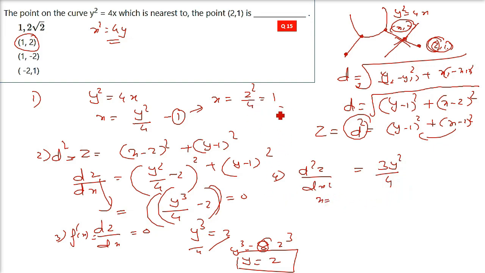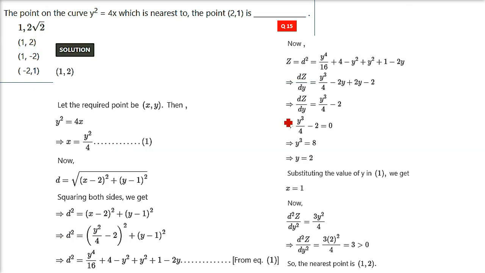Put this y value. In this y is 2, of course. We have got this. 3 into y square is 4 by 4. So you get 3. 3 is greater than 0. It is positive. So you are going to get the smallest or the nearest distance. So we have computed the nearest distance just now. So whatever being discussed or explained, it is in front of you. And you can follow this and check also whether you are doing it correctly or not.